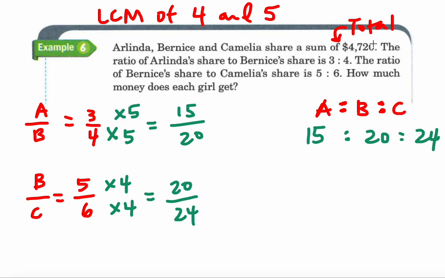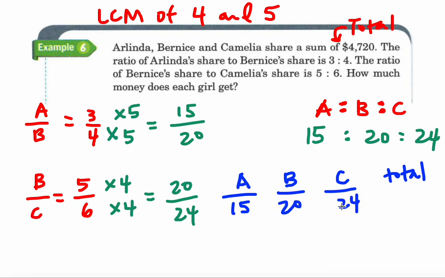They want to know how much money does each girl get when their total was $4,720. So just like the previous problem with your recipe, we're going to go ahead and make ourselves a little table. Okay? We have Arlinda, Bernice, and Camelia, and their total money. Okay? So here's the original ratio. 15 to 20 to $24. So for every $15 that Arlinda has, Bernice has $20, a little bit more. And Camelia has $24, so the most.